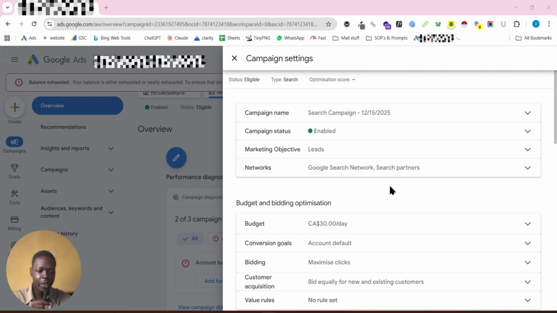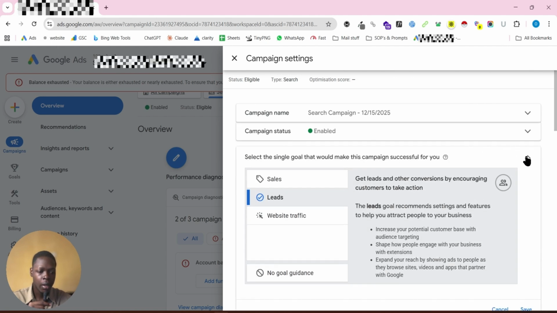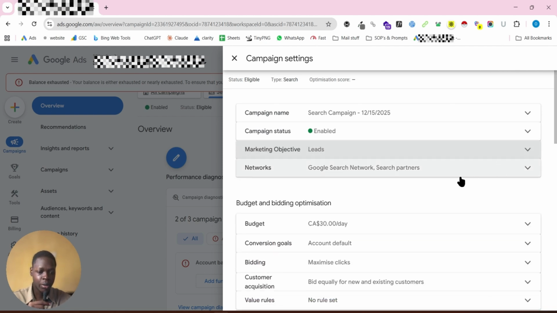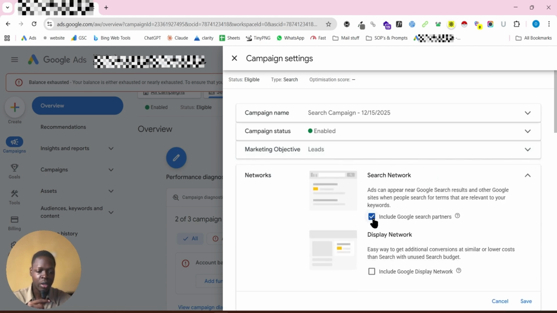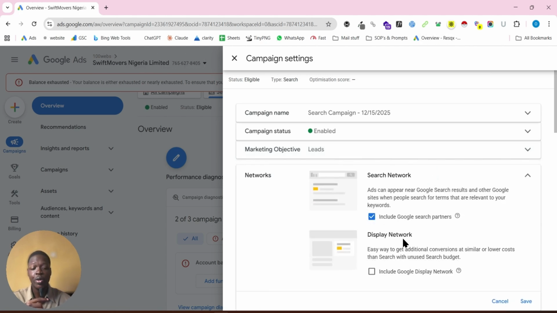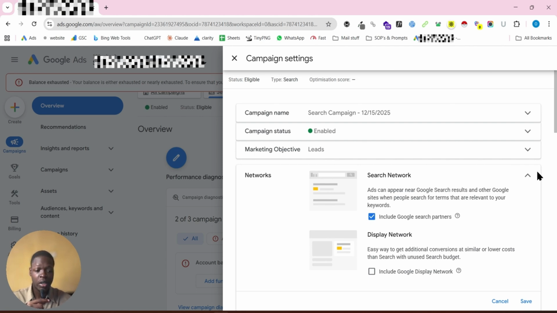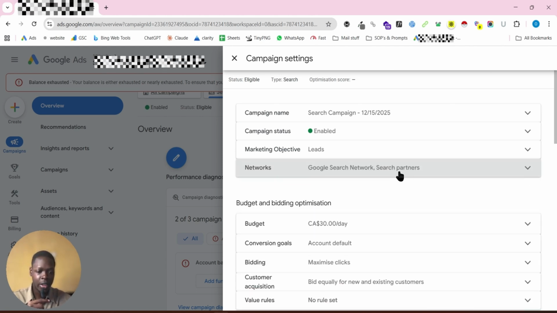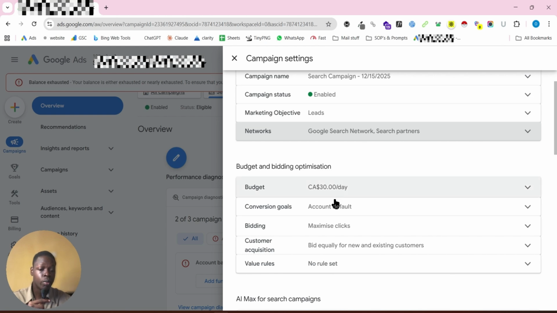Okay, so first of all, I've already seen some problems. Their objective is leads, but they're not tracking any conversion. That's number one. Then number two, from the networks, I'm seeing Google Search Network, which is okay. But I'm also seeing search partners. That's where the problem is. You don't use search partners or display network when you want to run your usual search ads, right? So that's the first problem, or the first two problems.